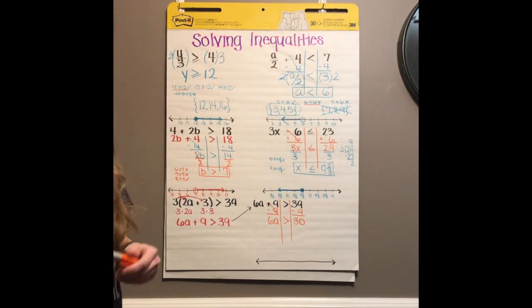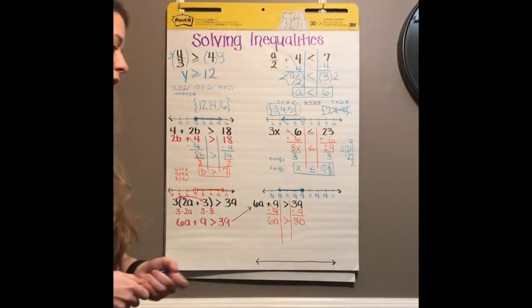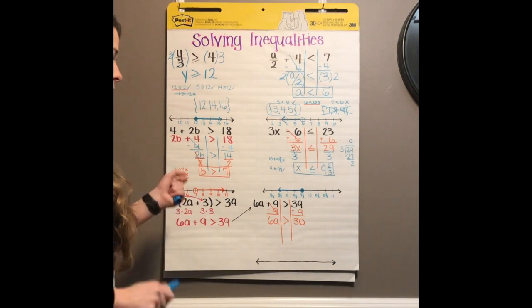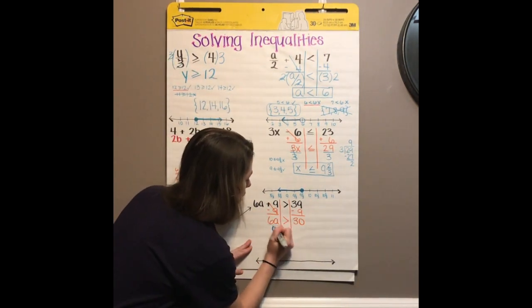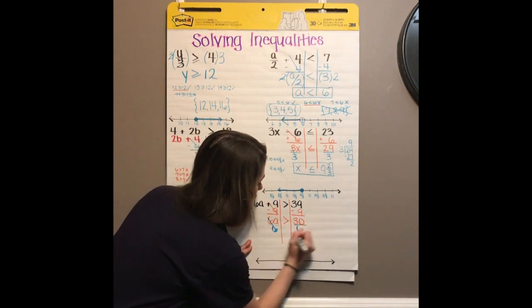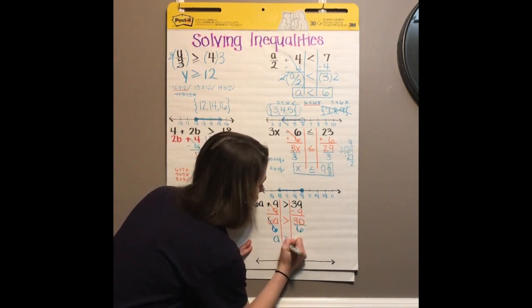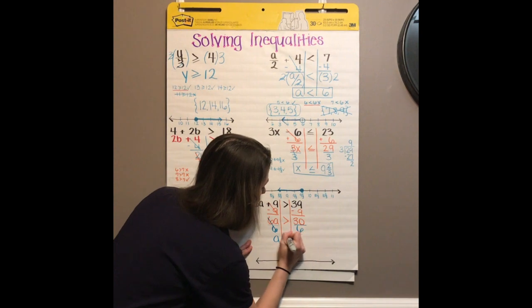And now to get rid of 6a, I'm going to divide by 6, because when a number is attached to the variable, it's being multiplied. So I'm going to do divide by 6, divide by 6, and I'm left with a is greater than 5.